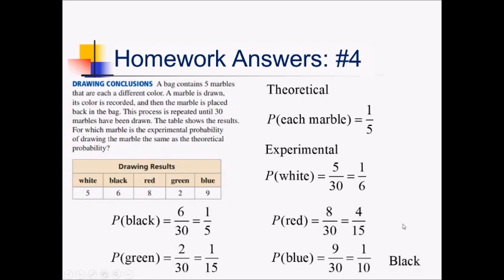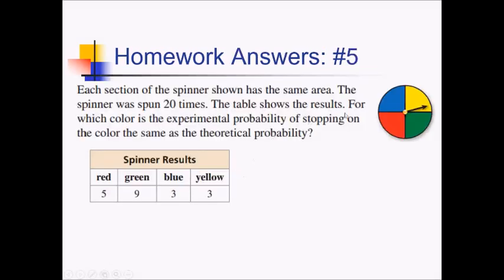Final answer, black marble. For this problem, we have a spinner with 4 equal area sections, and it's spun 20 times. Table below here shows the results from doing that for each color.